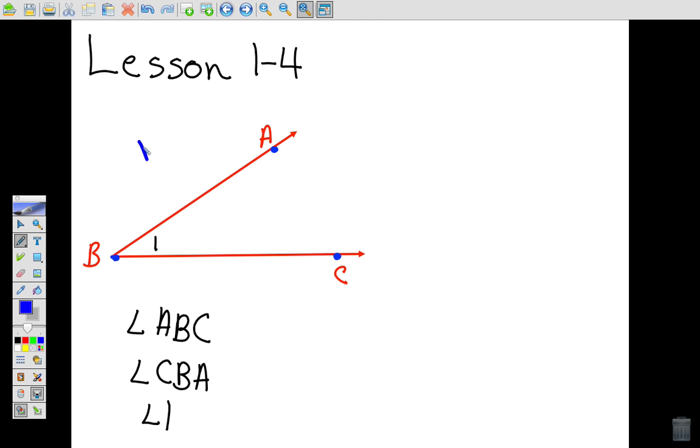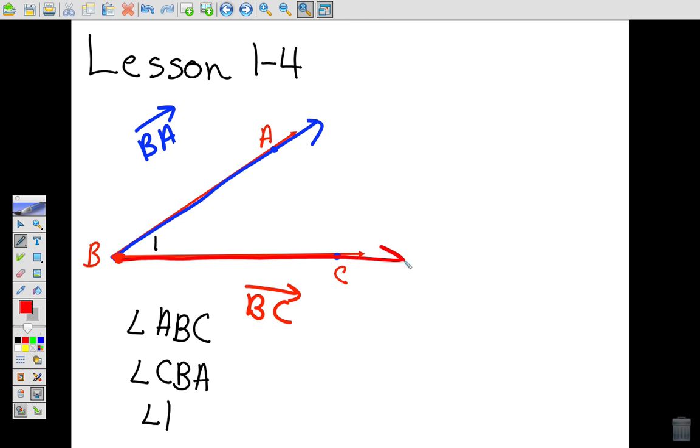Notice I have ray BA. So starting here, going through A, keeps on going. And then also I have a ray BC. So it starts at B, goes through C, keeps on going, right? So an angle is actually 2 rays that have a common vertex. Now, the vertex is where the 2 rays meet. Make sure you've written down what a vertex is. It's where the 2 rays join or where they meet.